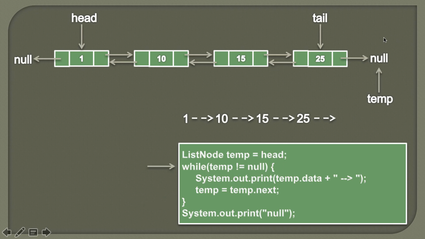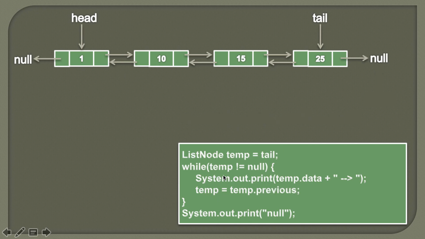Now if you see, temp points to null, therefore the condition in the while loop comes out to be false, and therefore the while loop breaks out. Now as we have reached the end of the list, we are simply printing null. So friends, this was the algorithm to traverse the doubly linked list in forward direction. Now let's see how we will traverse this doubly linked list in backward direction.